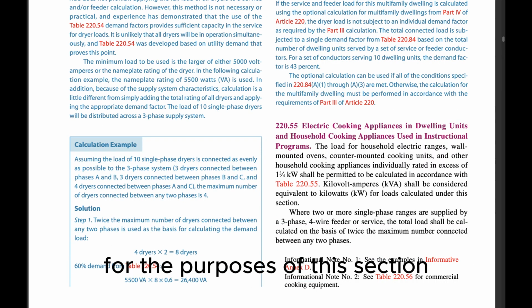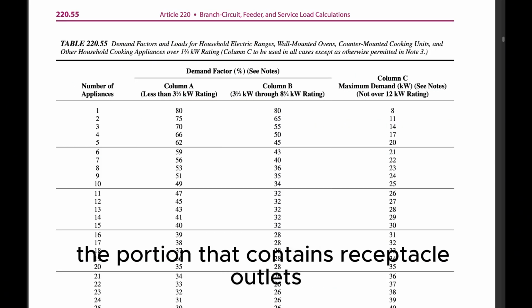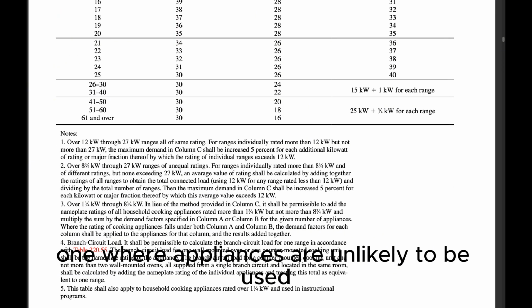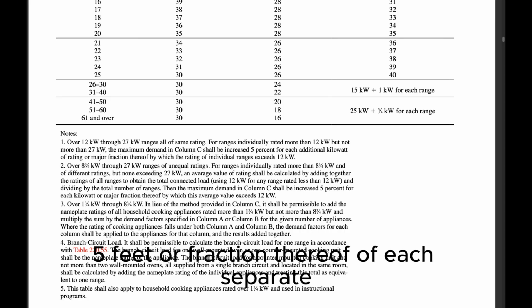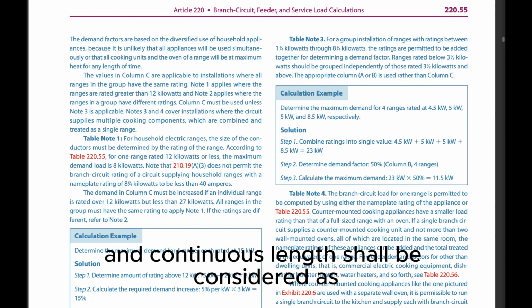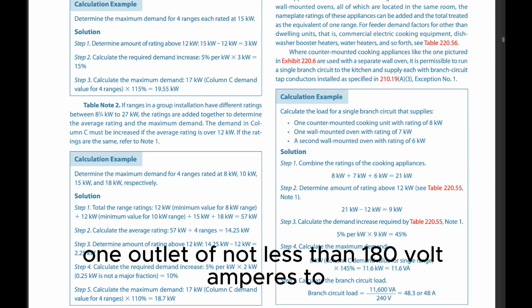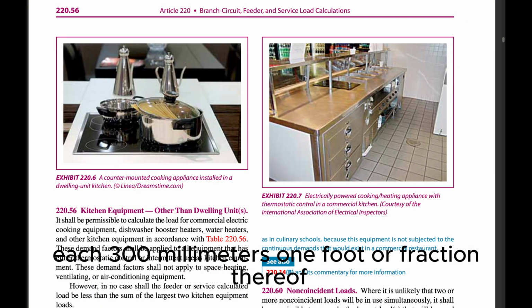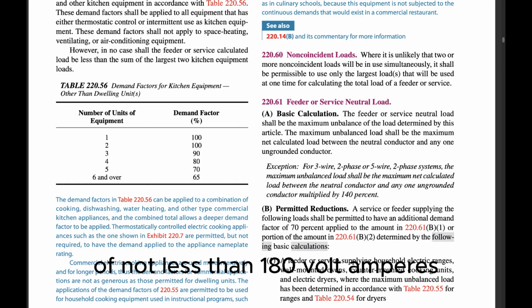For the purposes of this section, the calculation shall be permitted to be based on the portion that contains receptacle outlets. 1. Where appliances are unlikely to be used simultaneously, each 1.5 meters (5 feet) or fraction thereof of each separate and continuous length shall be considered as one outlet of not less than 180 volt-amperes. 2. Where appliances are likely to be used simultaneously, each 300 millimeters (1 foot) or fraction thereof shall be considered as an outlet of not less than 180 volt-amperes.